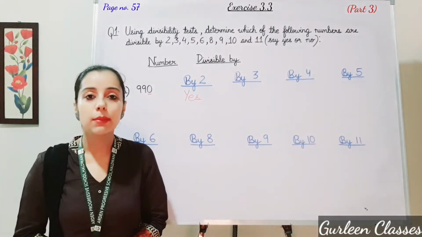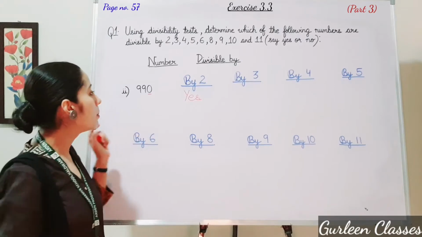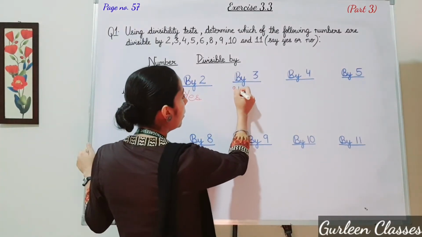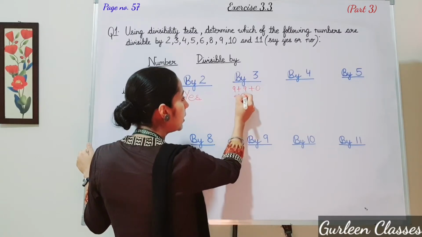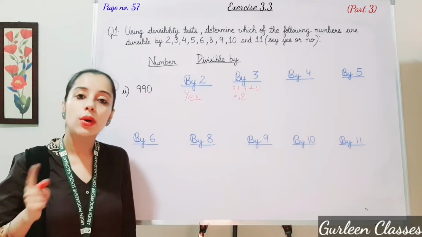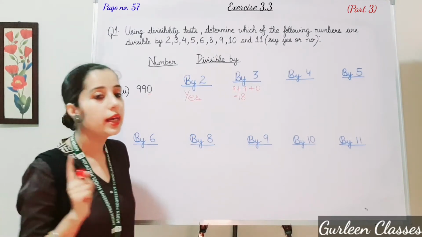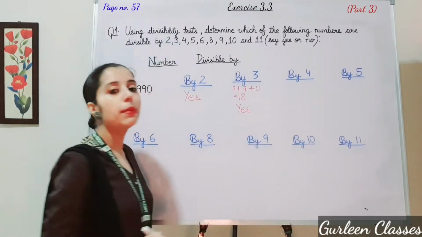For checking divisibility by 3, you have to find out the sum of the given numbers. So the number is 9 plus 9 plus 0, that is 18. Does 18 come in the table of 3? Yes. So this number is divisible by 3. Right here? Yes. Now divisibility by 4.